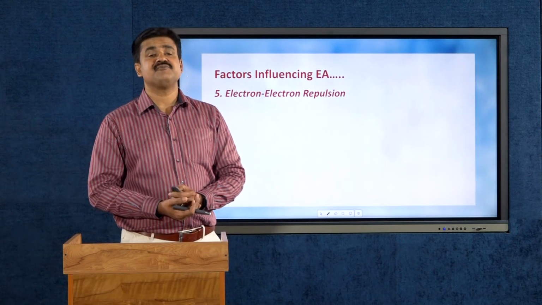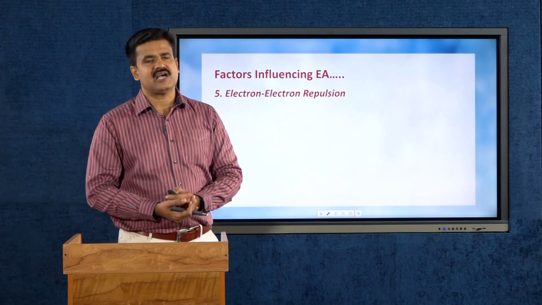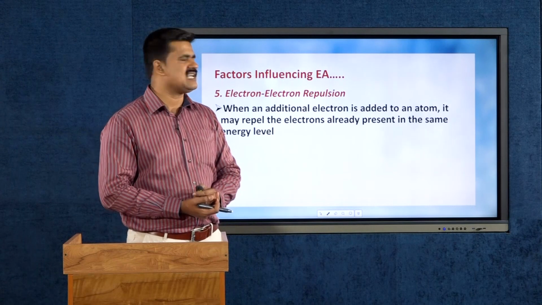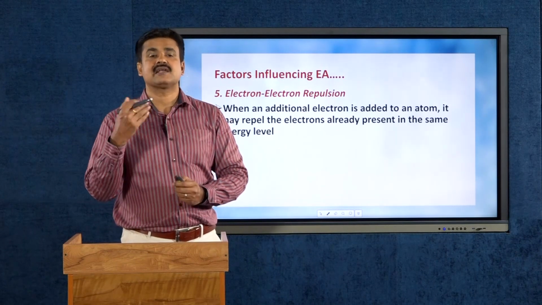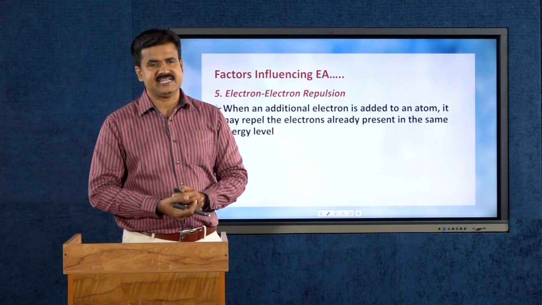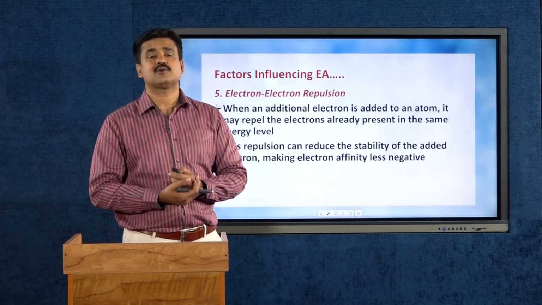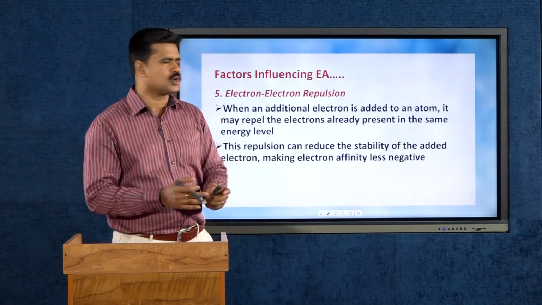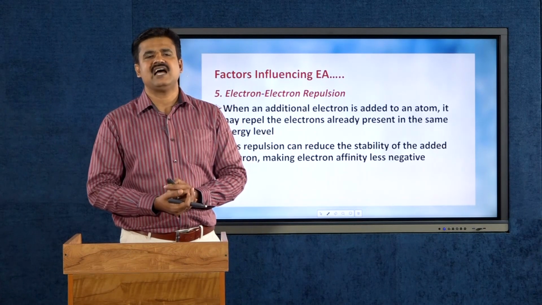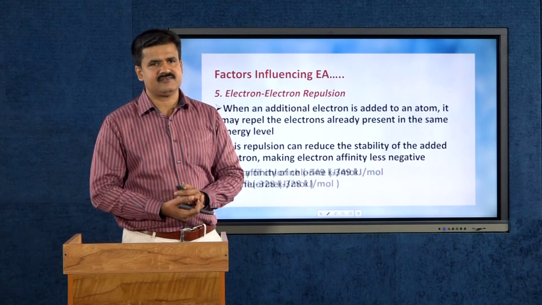Electron-electron repulsion is a very important factor that governs electron affinity. When an additional electron is added to an atom, it may repel the electrons which are already present in the same energy level. Such a repulsion is termed electron-electron repulsion, and electron-electron repulsion can reduce the stability of the added electron, making electron affinity less negative.